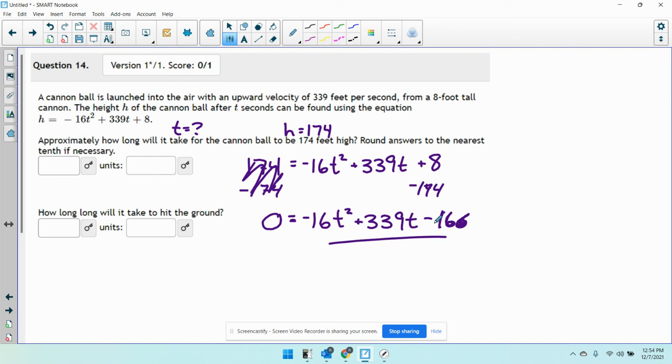Then you can dive into the quadratic formula from there. That'll give you your two answers separated with a comma. Units: this is time, so this will still be seconds. How long will it take to hit the ground? Set this equal to 0 and solve using the quadratic formula. How long? Still in seconds. And that's it.